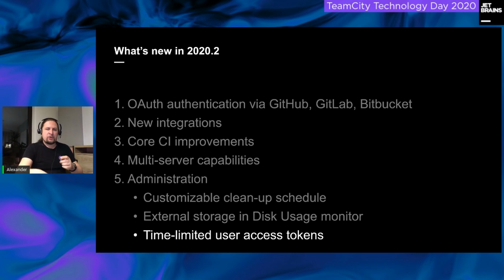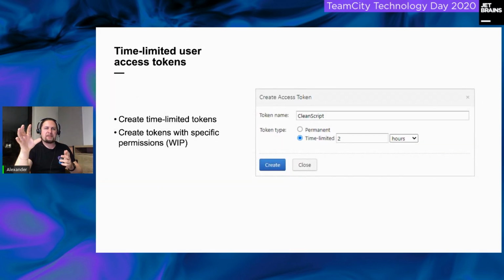Next is access tokens. Sometimes you need an access token for a very short time, for example, to run in some scripts. And once the token is issued, you have to remember to revoke it after the script's finished. And starting with version 2020.2, TeamCity allows you to generate time-limited access tokens. So you can use these tokens in scripts or REST API requests, and after the token's time limit expires, TeamCity will automatically revoke it.